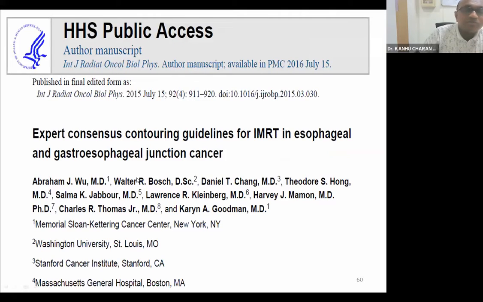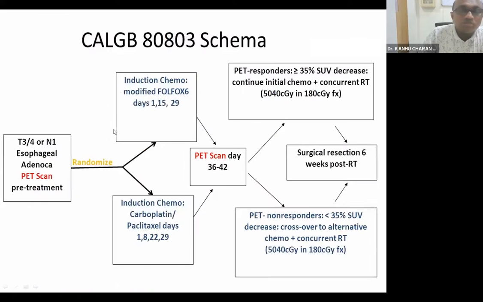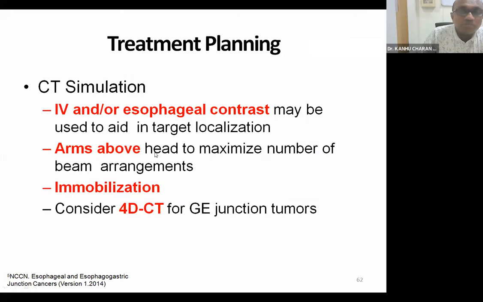In the radical setting, you can go for the Abraham article published in 2015. This is the most used article in the radical setting. So this is the CALGB 80803 setting. In treatment planning, what should the treatment planning be?